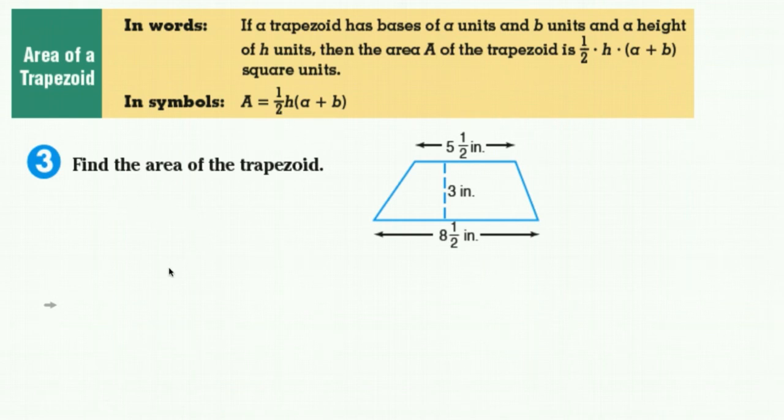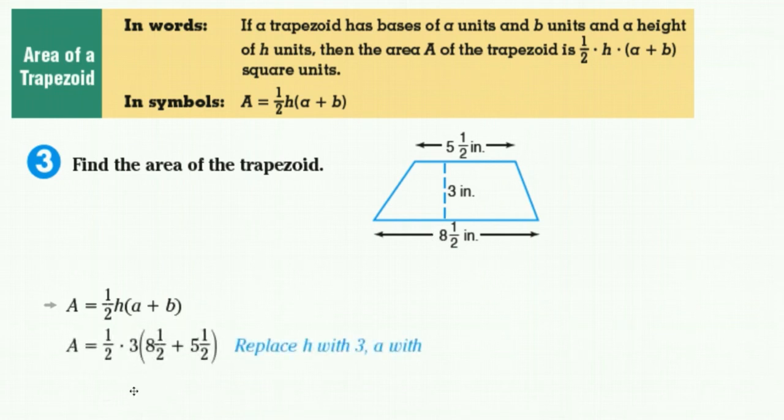So let's find the area of the trapezoid in example number 3. In example number 3, we know that the area formula is 1/2 h times the quantity a plus b. We substitute the values of a and b. So a and b would be 5 and 1/2 and 8 and 1/2. That's what we did, substituting the values, and our height is 3 inches.